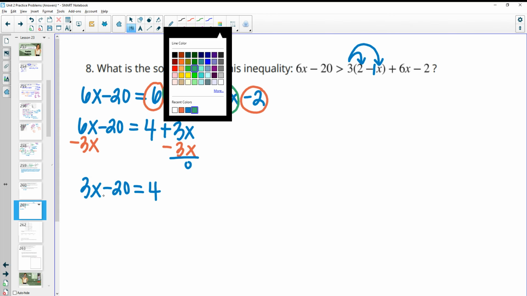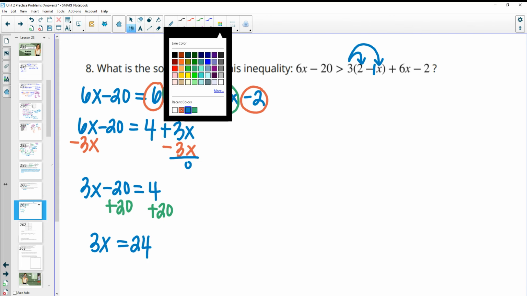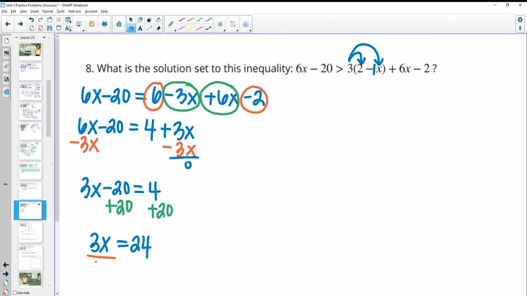So then I want to deal with this negative 20 because that's a like term with the 4. And so negative 20 plus 20 will give me 0. And then I need to do it on both sides. So then we get 3x on the left plus 0 because negative 20 and 20 is 0. And then 4 plus 20 is 24 on the right. And then we need to get x by itself. So if 3x equals 24, then I want to divide that 24 into 3 equal pieces, in which case we get x equals 8.